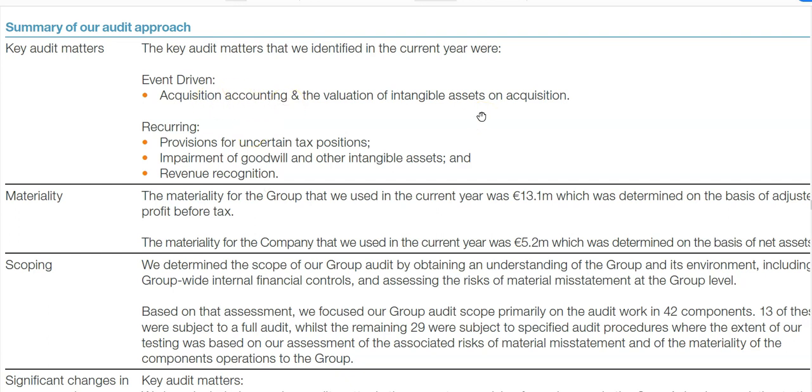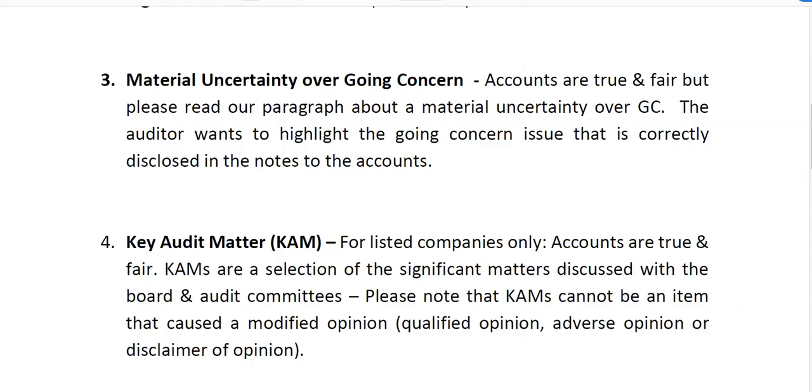For a key audit matter, the question would have to say, during the audit, the auditors devoted a lot of time on, for example, revenue recognition, and discussed the issue with the directors and the audit committee, and they believed that the revenue was recognised correctly in the accounts. Therefore, it's a non-modified audit report, but revenue recognition should be just highlighted as one of the key audit matters. I don't have an example of that in a question.